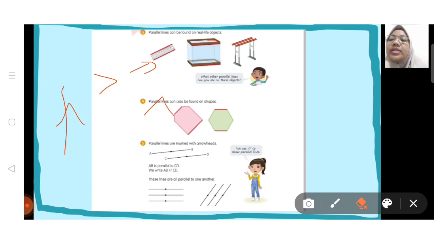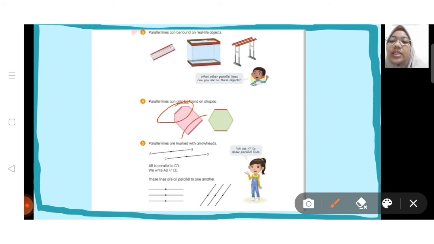You can see parallel lines in the shapes too. For example, this one and this one are parallel to each other. Which one again? This one and this one are also parallel to each other. How about this one? This one and this one, are they parallel or not? It's not parallel because they meet at this point. So it is not parallel.